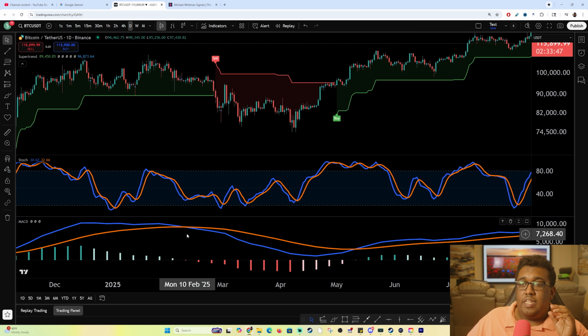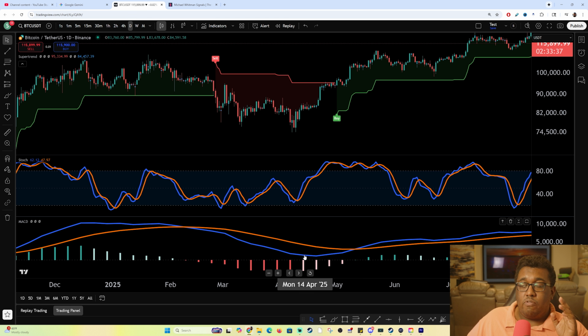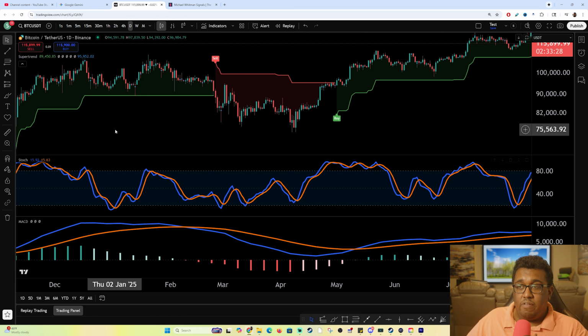You want to see that the MACD right here is one of two things happening. You want to see a green MACD, or you just want to see that the MACD on the weekly has gone from dark red to light red, which means momentum is still shifting up from where it was before. It may not be great momentum, but momentum is shifting, and that's a reason to be buying right there, okay?